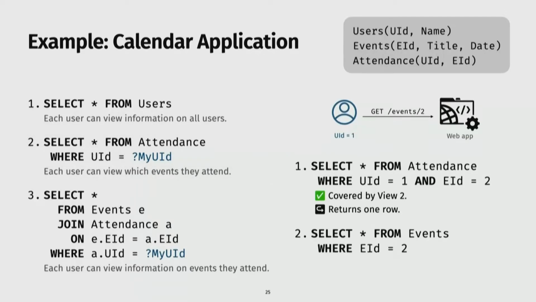Then the application fetches the details on the event itself. The second query is also allowed by Blockaid because the information it reveals is guaranteed to be covered by view 3 on the left here, given the previous query and its result. In other words, the second query can only be allowed because the application has ascertained beforehand that the user is an attendee of the event.